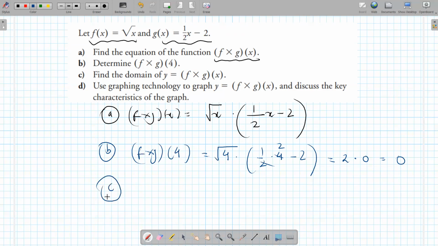Part C, find the domain. All right, so now this is where you have to use your thinking caps. What's the domain of a linear function, g of x? Does it have any restrictions? No. No, so we have all real numbers for the linear, right? So -infinity to infinity. So this is for g of x. What about for a square root of x? What's the domain?